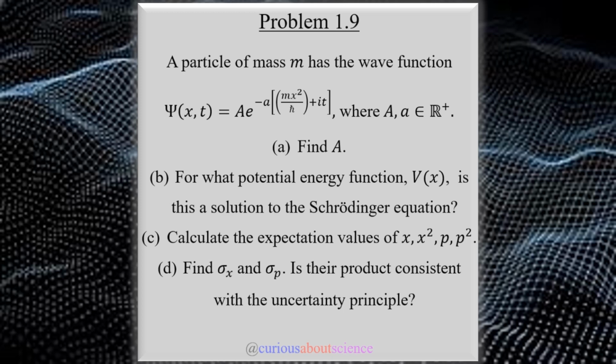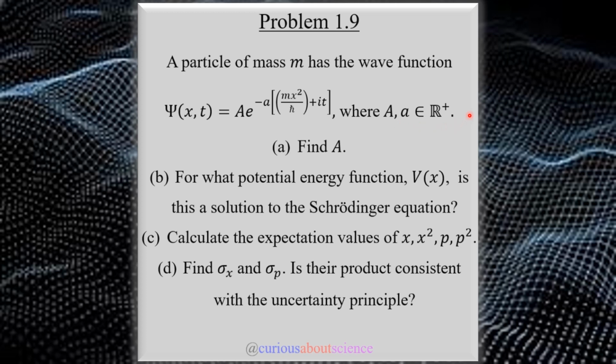The uncertainty principle. Yes, we will finally get to touch on what the uncertainty principle is with this nice example. This is problem 1.9 out of Griffiths. A particle of mass m has a wave function psi of x and t equal to big A e to the negative a times (m x squared over h bar plus i t), where big A and little a are positive real constants.